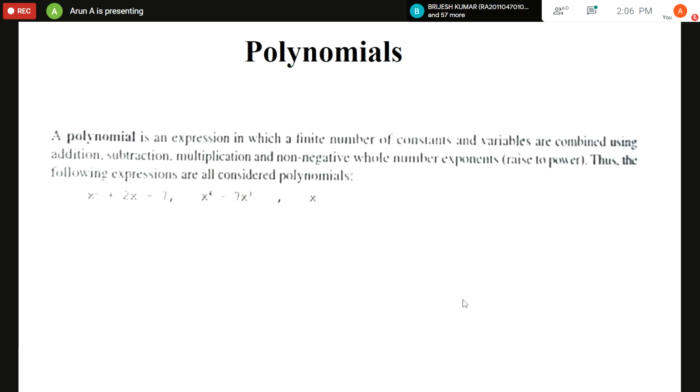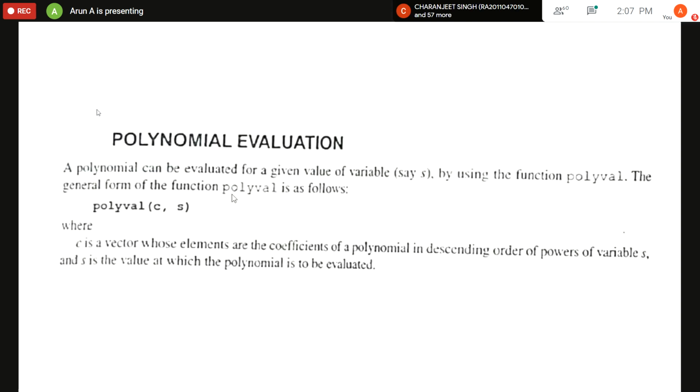So about mathematics, I'm just going to tell what all the MATLAB commands are through which these expressions will be evaluated. That is what the topic of discussion is going to be. The first is polynomial evaluation. How do you evaluate a polynomial? A polynomial can be evaluated by using the function polyval. The advantage we do have is we are working on MATLAB.